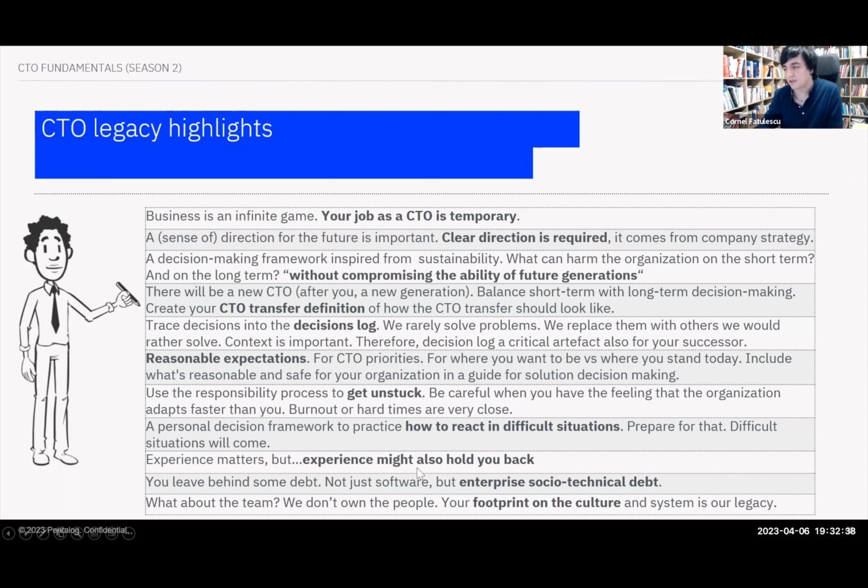Experience matters, but it may also hold us back. So in your legacy, you might put things which might be irrelevant. You need to be more like a big thinker, think of a strategy and things that matter. And one of the things that matters here is when you choose the things that you put in your CTO transfer definition, think of the things that you will not regret in 5 years. And you will see there aren't that many. Centralized log, for example, you will not regret it.